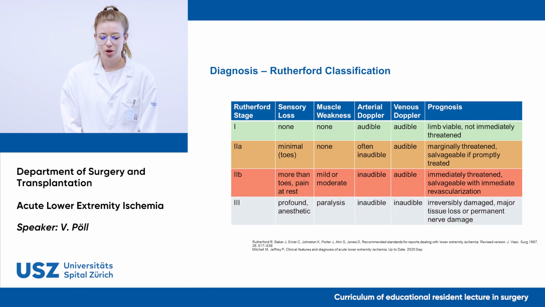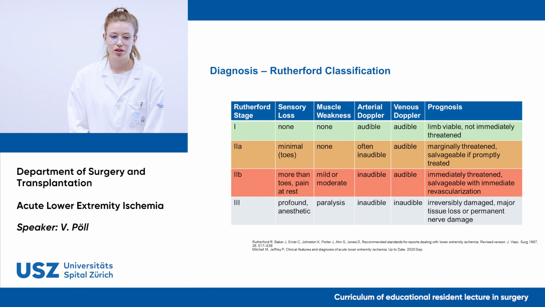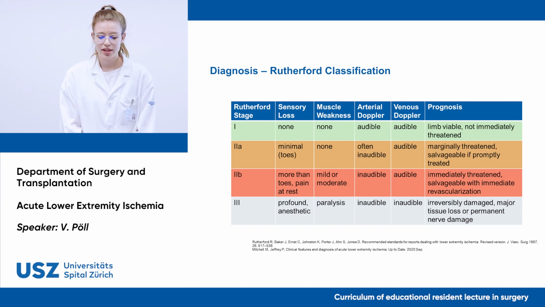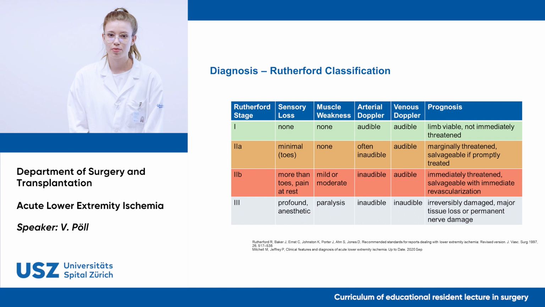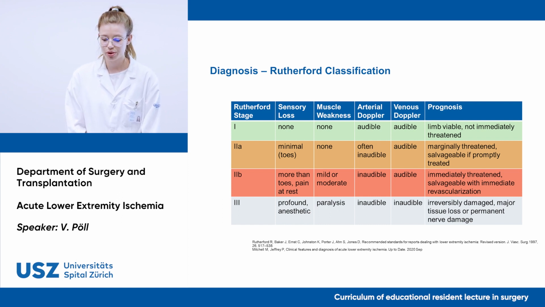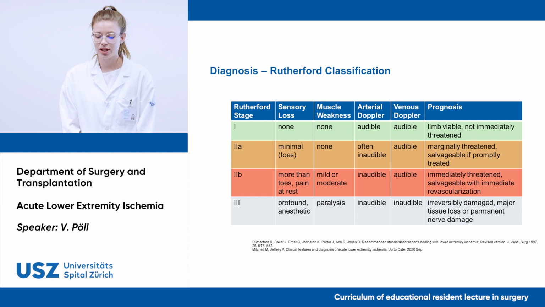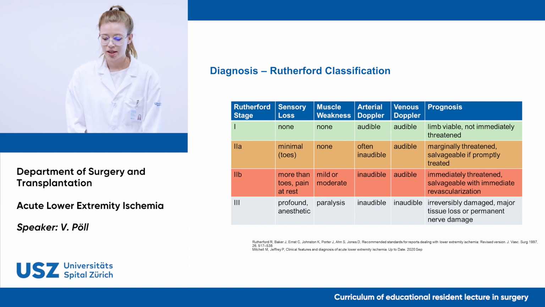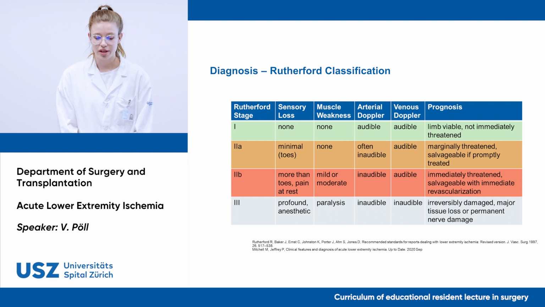And the last and worst stage of the Rutherford classification is stage 3. We can see profound sensory loss, paralysis, and both arterial and venous Doppler signs are inaudible. This means that the limb is already irreversibly damaged, and this also comes with permanent nerve damage.